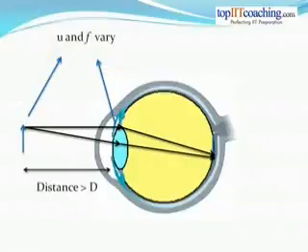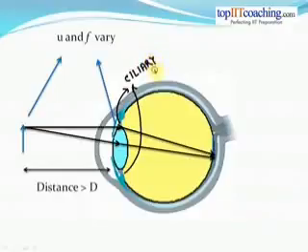Now how does the focal length of the eye vary? There are these muscles here, here and here. These muscles are called ciliary muscles. Ciliary. Now these muscles contract or expand to change the focal length of the eye lens.